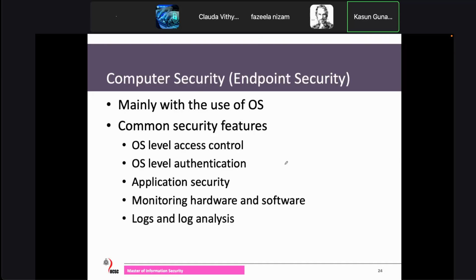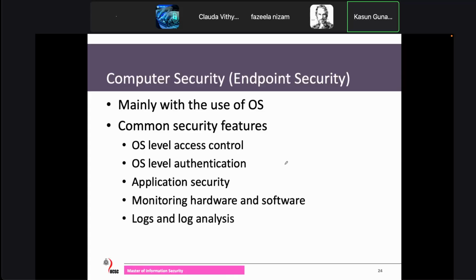Then the second layer, computer security. If the request reaches and goes through or bypasses the network layer, then it should be detected in the computer security layer.